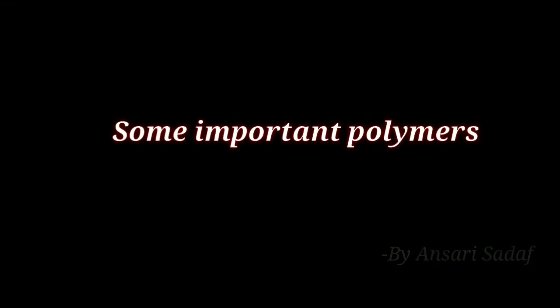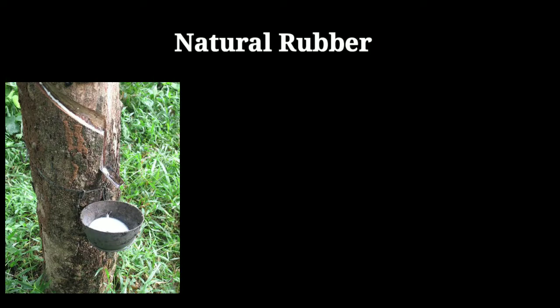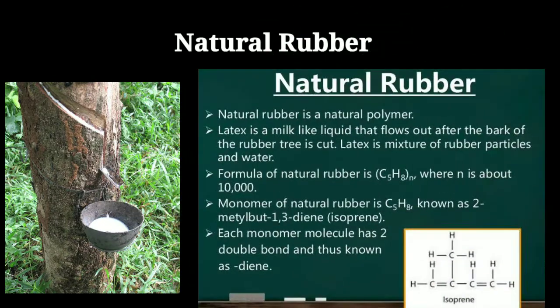Let us see about some important polymers now. First one is natural rubber. Natural rubber is obtained from the rubber tree in the form of latex. It is nothing but a colloidal suspension. It is a linear polymer of isoprene.